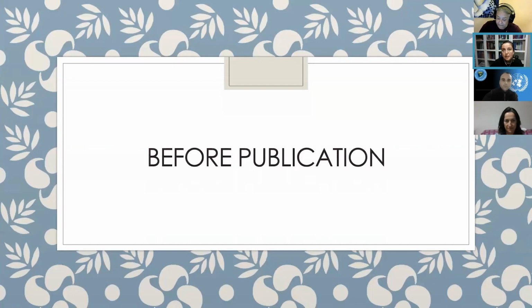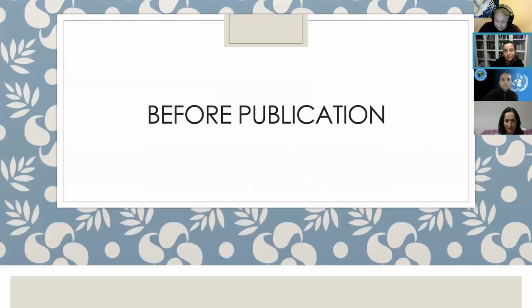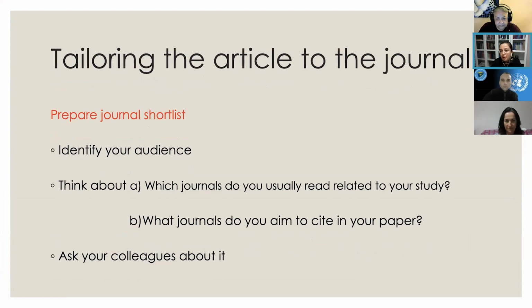Before we start writing our paper, first, we need to tailor our article to the journal, I think. In order to do this, we should first prepare a journal shortlist. How can we do it? How can we prepare a journal shortlist? First, we should identify our audience. Why are we writing our paper? Who is our audience? We should know about this first of all, and we should have a clear aim for this, because it will affect the type of journal that we are going to submit our paper.